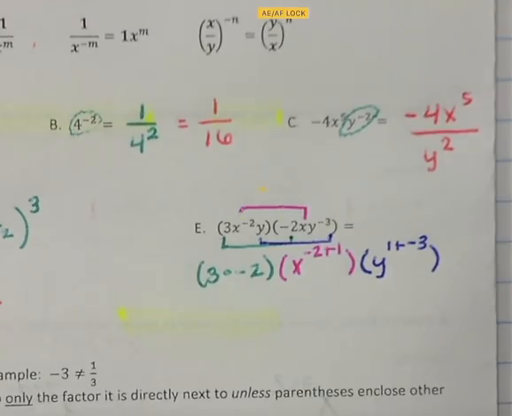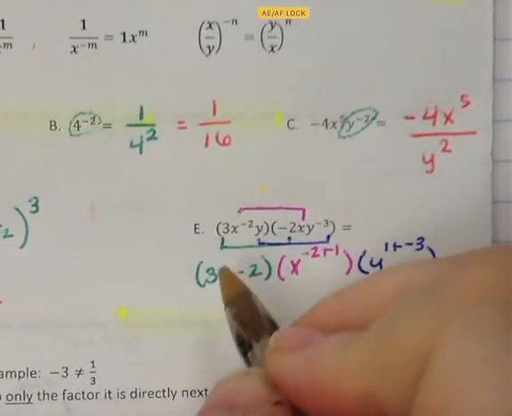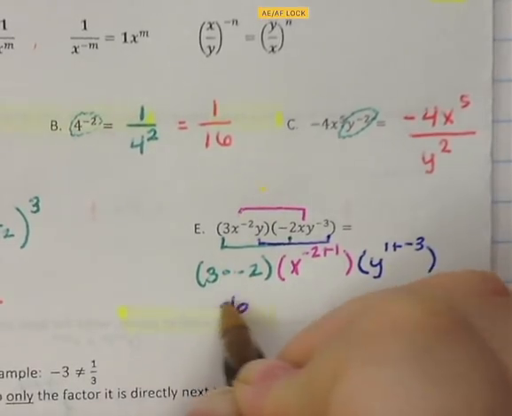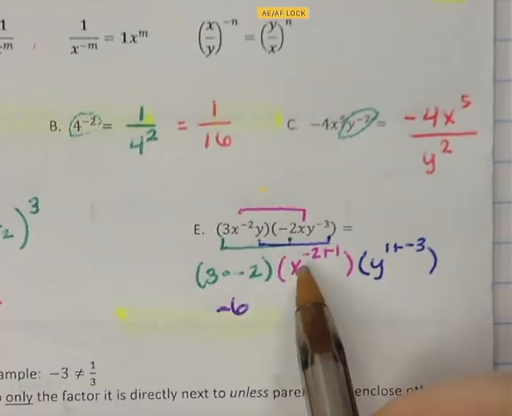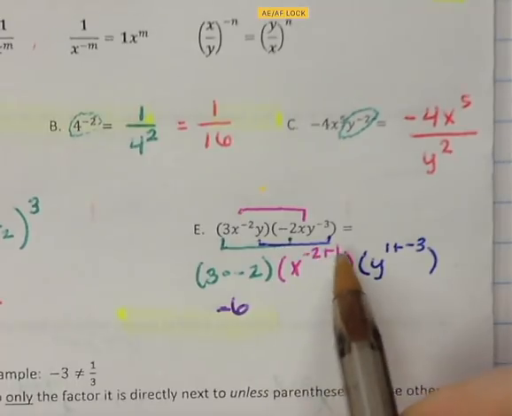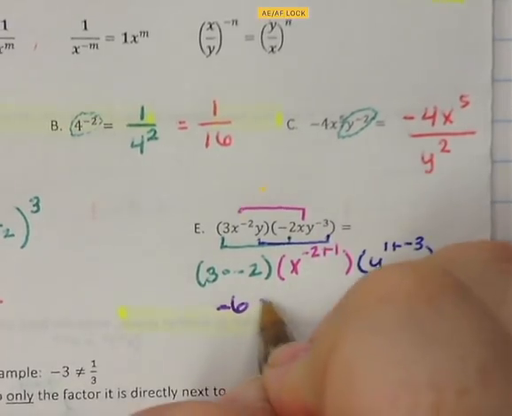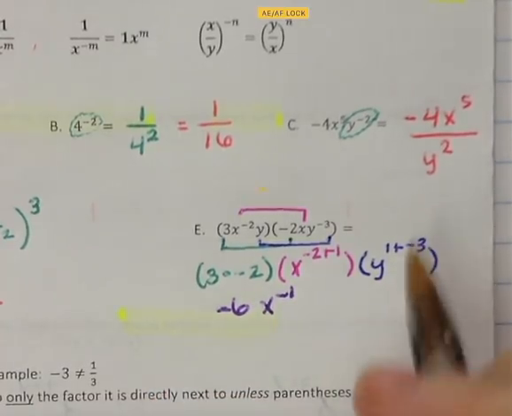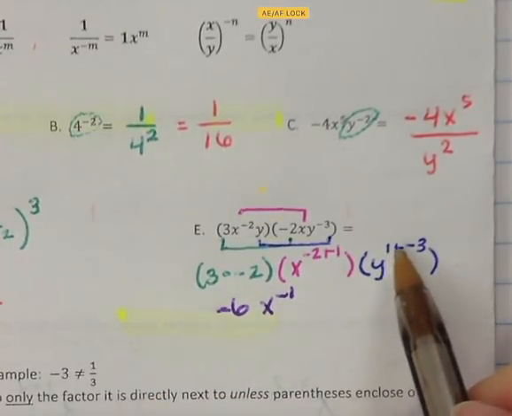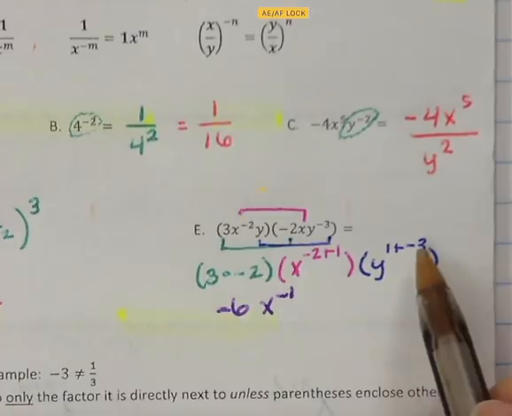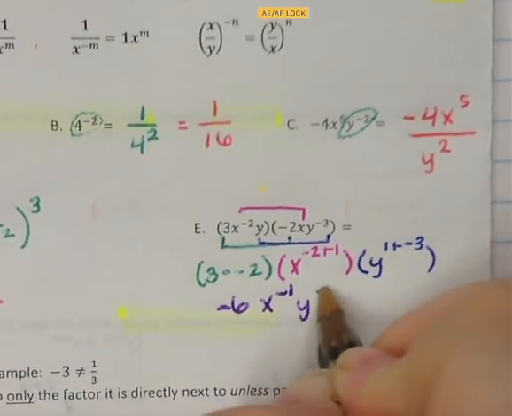So I have 3 times negative 2 is negative 6. X raised to the negative 2 plus 1. Negative 2 plus 1 is negative 1. So I have x raised to the negative 1. Then I have y raised to the 1 plus negative 3, which is really 1 minus 3. So that's y to the negative 2.